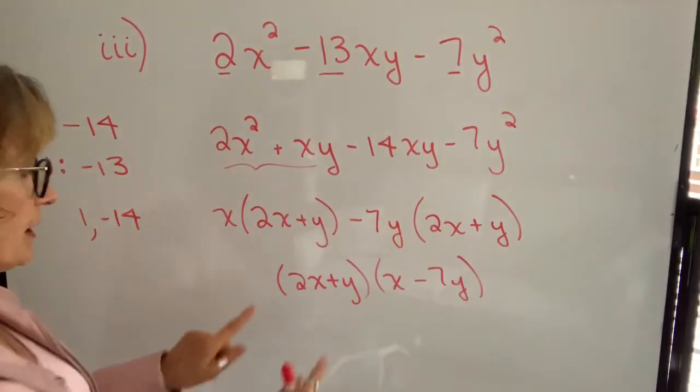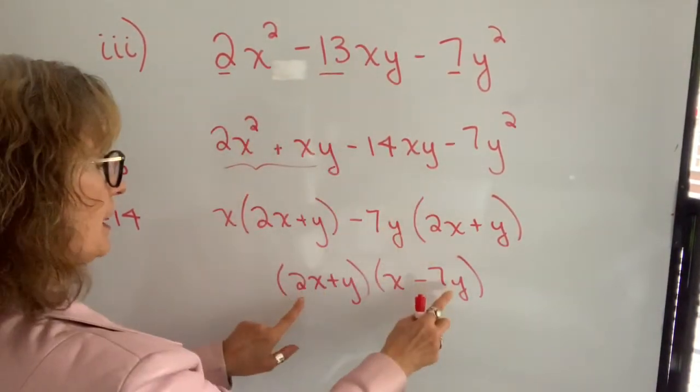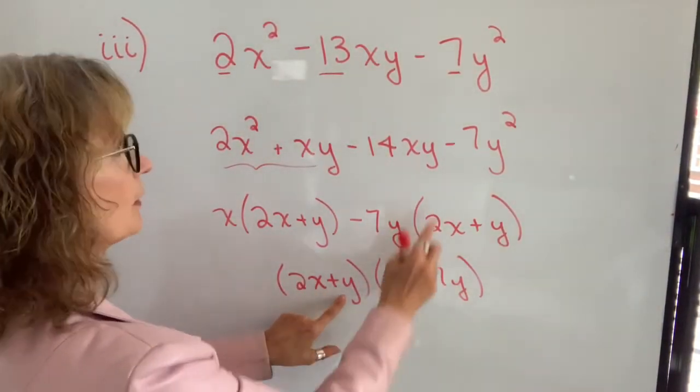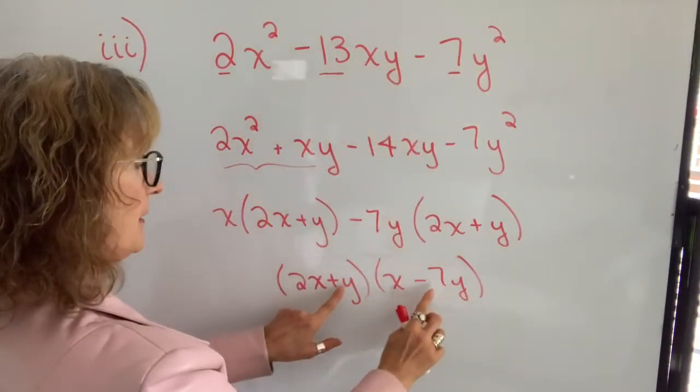Again, we can do a quick check. 2x times x is 2x squared. Minus 14xy plus xy gives me minus 13xy minus 7y squared.